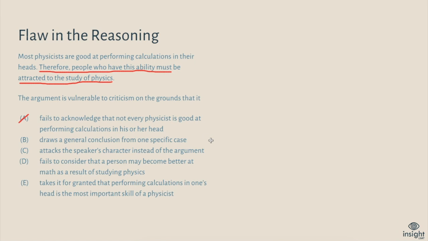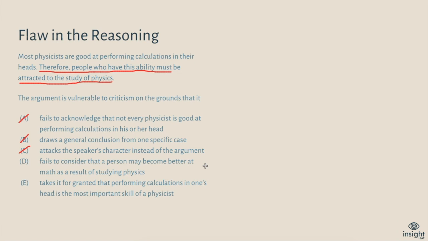B. The argument draws a general conclusion from one specific case. No, that's not going on either. That would be like if they said Smith is a physicist and he's good at calculations, therefore all physicists must be good at calculations. That's not going on here. C. The argument attacks the speaker's character instead of the argument. No, that's not going on at all. That's what's called an ad hominem attack, or a personal attack. It's when you don't engage with the argument, but you instead go straight for the person who is saying the argument. You say something about their character. It's a typical flaw, but that's not going on here.